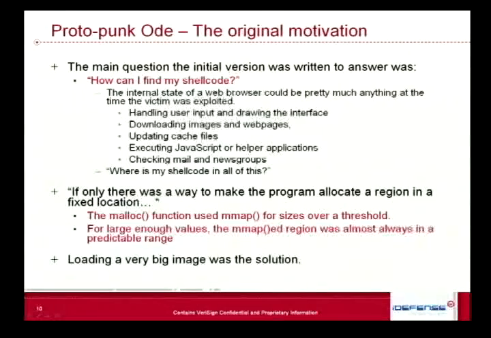With the way malloc works, once a certain threshold is reached for the size, it uses mmap to allocate a region. And if you make the region large enough, it tended to be in a predictable space. I could just use any return address which was in that range.